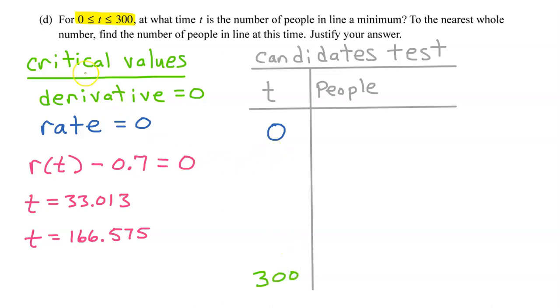In addition, we will have the critical values, which are 33.013. There are actually more decimals to that, but that's a good start. And 166.575. These are the candidates. We need some sort of a function that will give us the number of people at each one of these times.